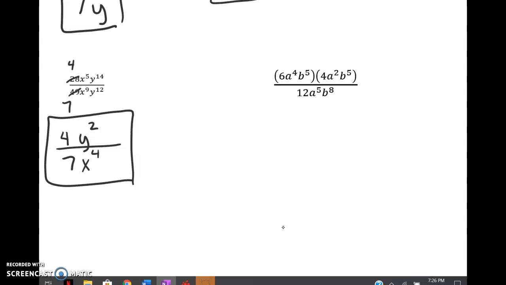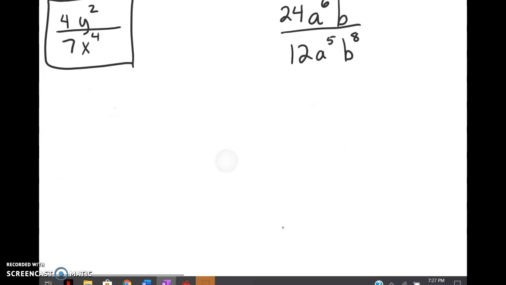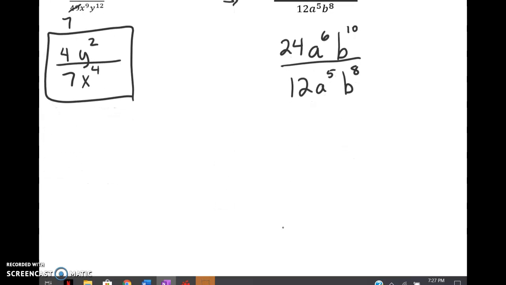All right, this next problem right here, we're going to have to do some multiplying. So I'm going to multiply the numerator. Now we've done that before. So 6 times 4 is 24. You multiply the coefficients. It's going to be a to the 6th power. Remember to add those exponents. B to the 10th. All over, and then I'm just going to write 12a to the 5th, b to the 8th. And then I can finish this problem by doing this division.